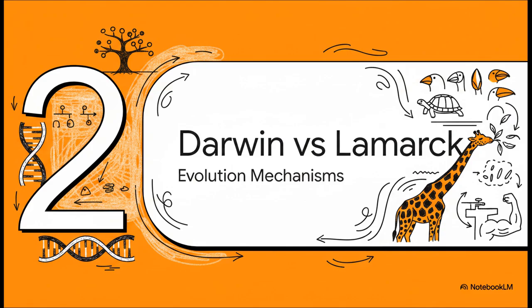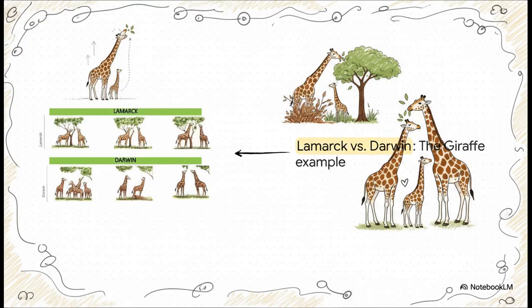Section 2, Darwin versus Lamarck. But before we can successfully translate biological evolution into computer code, we first need to understand the historical debate around how traits are actually passed on from generation to generation. Let's take a quick step back into the early 19th century.